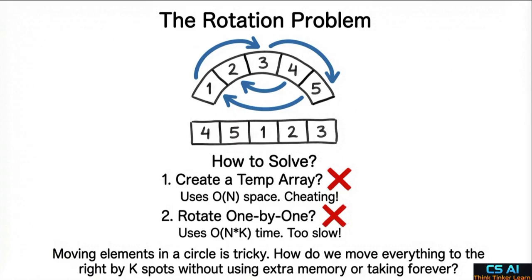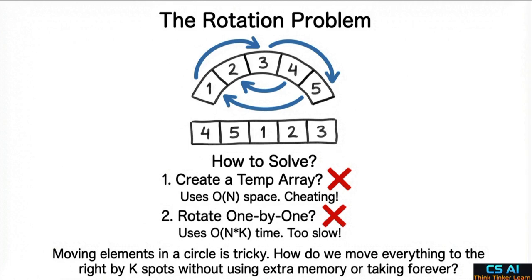Now we get into a trickier one, array rotation. We want to move everything to the right by k spots. If we move 1, 2, 3, 4, 5 to the right by 2, it should become 4, 5, 1, 2, 3. Now, how do we do this in place?